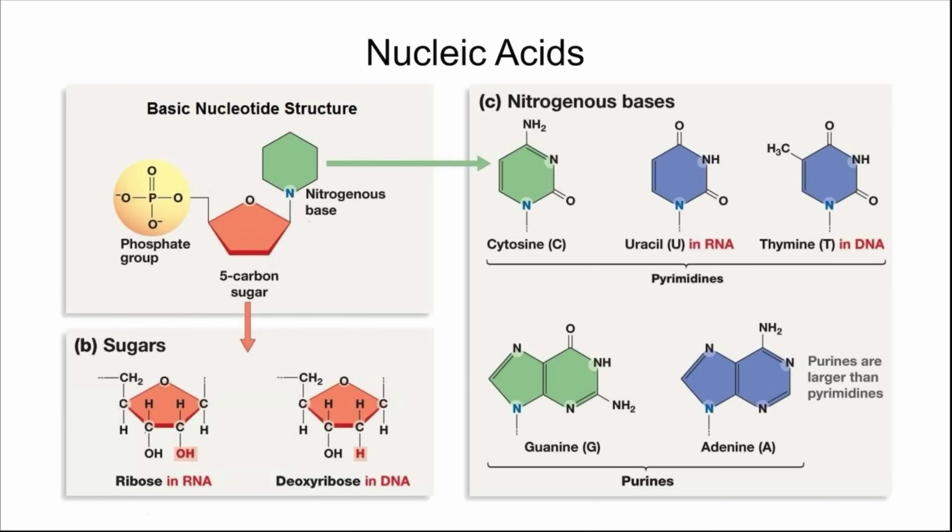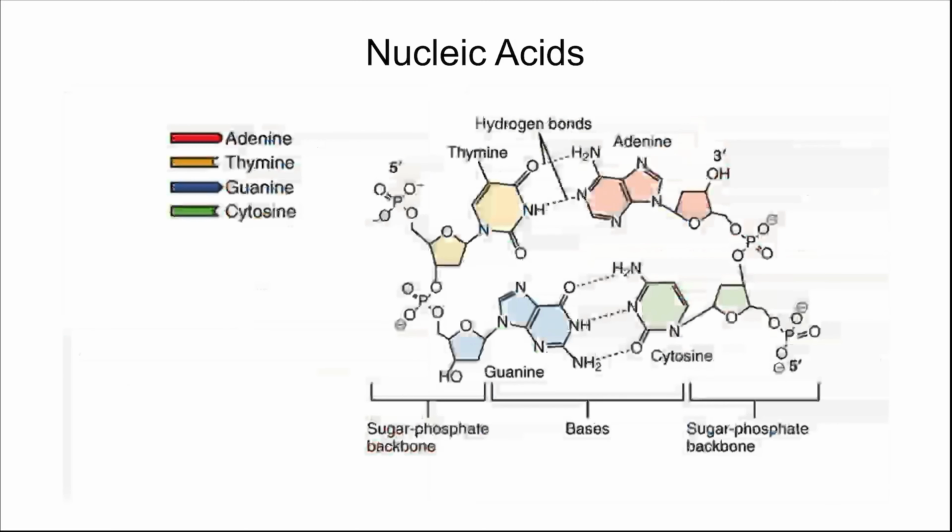There are several different nitrogen bases. Cytosine, uracil, thymine, guanine, and adenine are all nitrogenous bases found in nucleic acids. Uracil is only found in RNA, whereas thymine is only found in DNA. In this illustration, you can see the interaction between 4 nucleotides. Since we have thymine on the top left, we know that these are components of DNA.